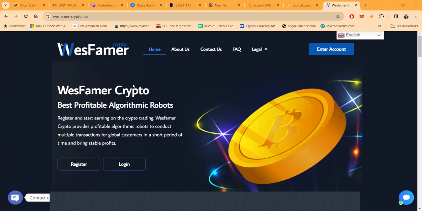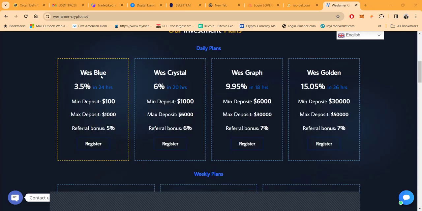Here are their plans, folks. 3.5% in 24 hours. I've been going into this plan right here because I'm just over $100. I ain't putting $1,000, right? But if you got $1,000, you can get 6% in 20 hours, which is dope. Then if you want to go big boy deep with 6,000, you can get 10% in 18 hours. Or you can get 15% in 36 hours with 30 grand.